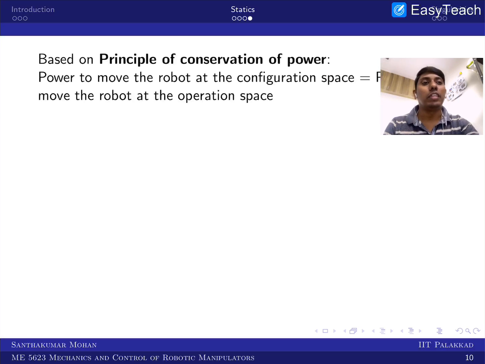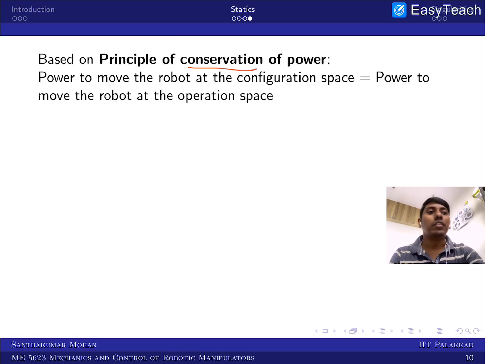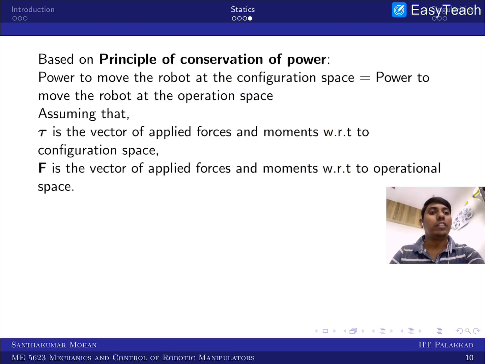So that is what we are seeing, and again as per the conservation of power, the configuration space work, or you can say the power done, is supposed to be the power used to move the robot in the operational space. So I write tau transpose, this is the actual configuration space. So tau into q dot is equal to f dot into mu dot. So this relation we get.